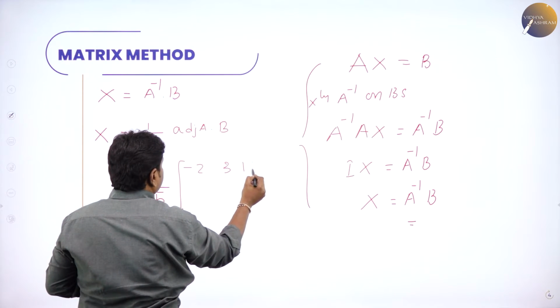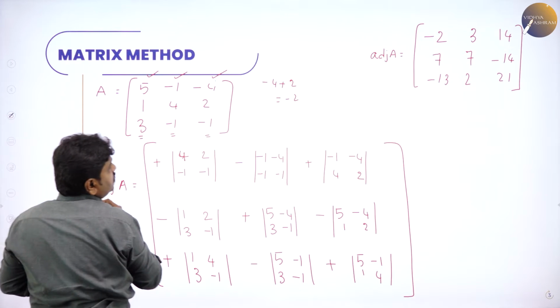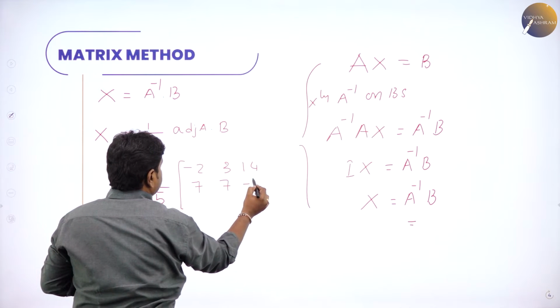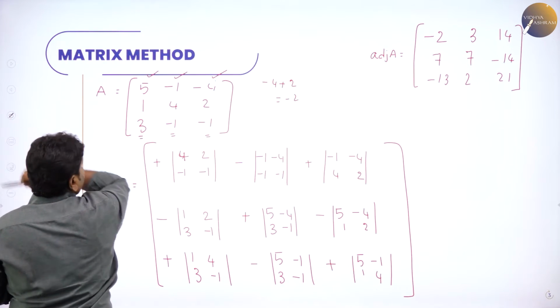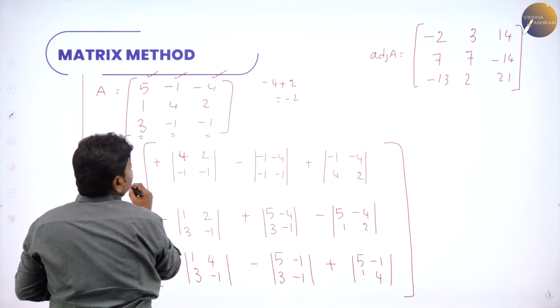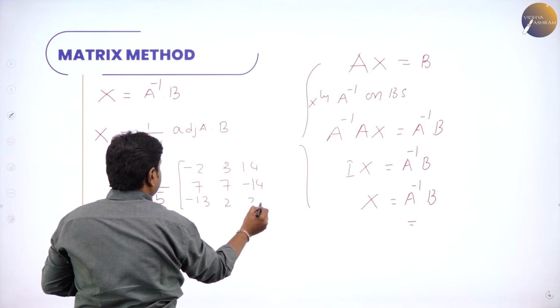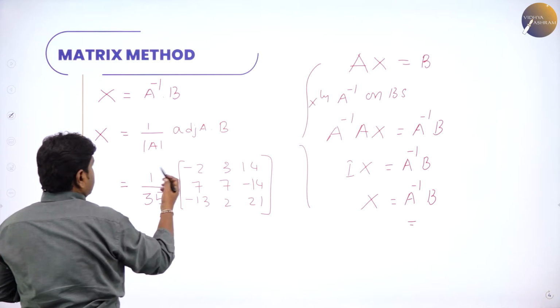Minus 2, 3, 14. And what is the second row we got? Second row is 7, 7, minus 14. And what is the third row we got? Third row we got minus 13, 2, 21. Now this is the A inverse and B.